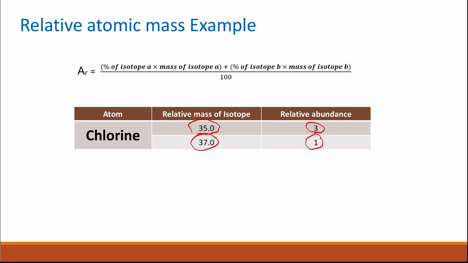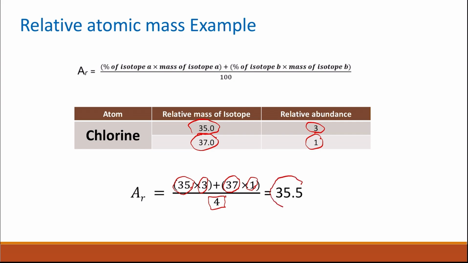Now, to calculate the relative atomic mass, we multiply the atomic mass of the first isotope times its abundance, which is 35 times 3, and then we add this to the mass of the second isotope times its abundance, which is 1, over the total abundance of all the isotopes, which is 4. Then you're going to find that the relative atomic mass of chlorine is 35.5. If you look at the periodic table, you're going to find that chlorine has a mass of 35.5 because this is the relative atomic mass of all the isotopes.